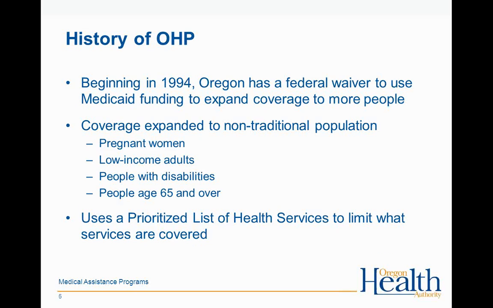A little bit of history. We started in 1994 with a federal waiver to expand Medicaid coverage to more people, and we did expand coverage to some non-traditional populations within Oregon. And what we do is we use a prioritized list of health services to limit what services are covered. So we can cover more people by limiting the services that are covered, but we limit those in order of priority. So we'll talk a little bit more about that list.